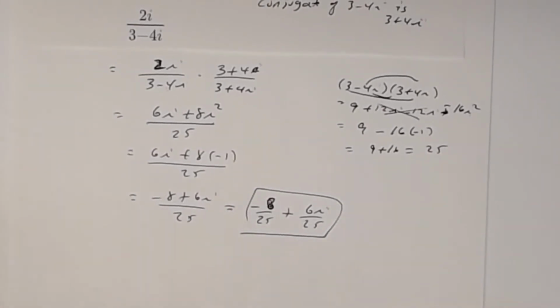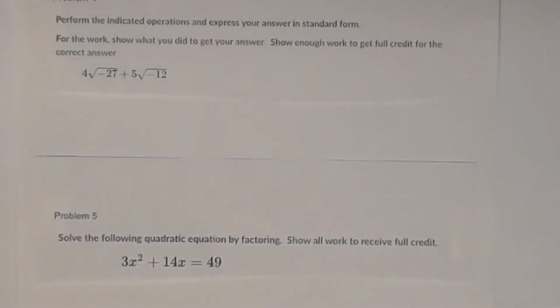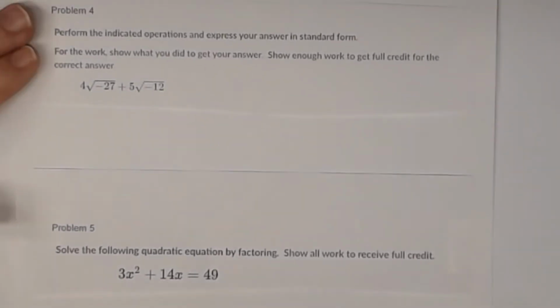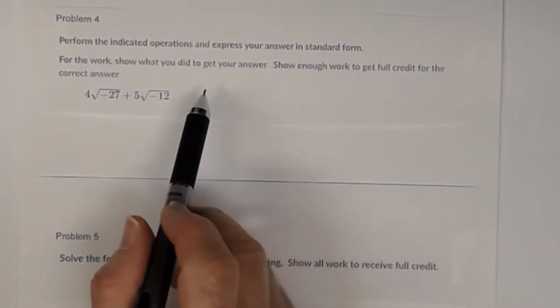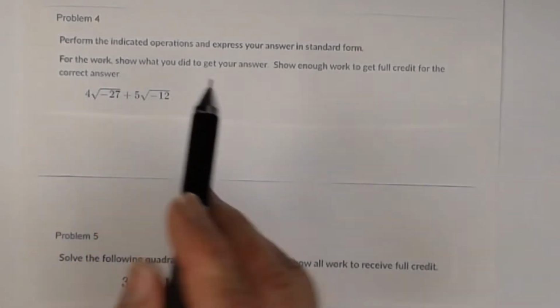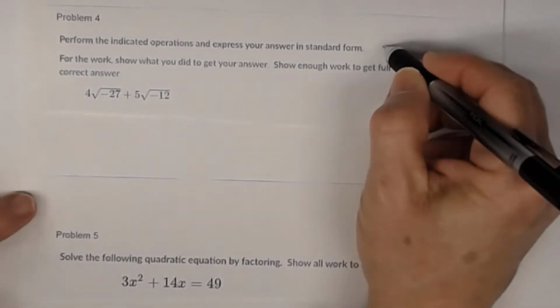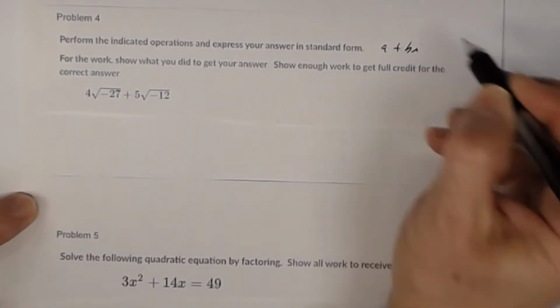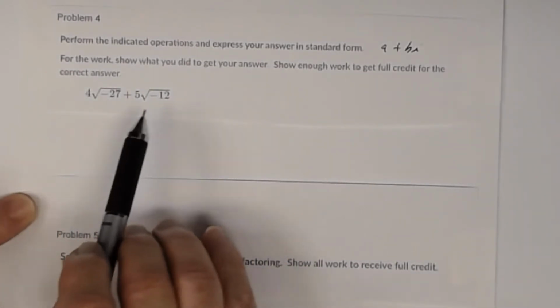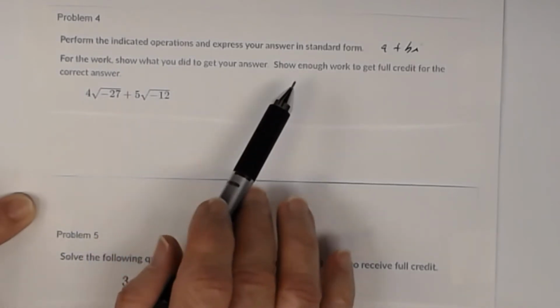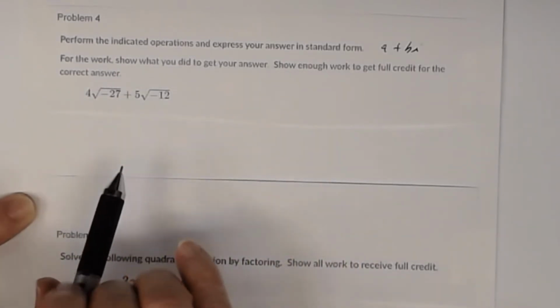All right, so now it's number 4. Number 4 says perform the indicated operations and express your answer in standard form. So standard form in this case would be a plus bi. And then for the work, show what you did to get your answer. Don't just write the answer. You've got to show something. Show enough work to get full credit for the correct answer.